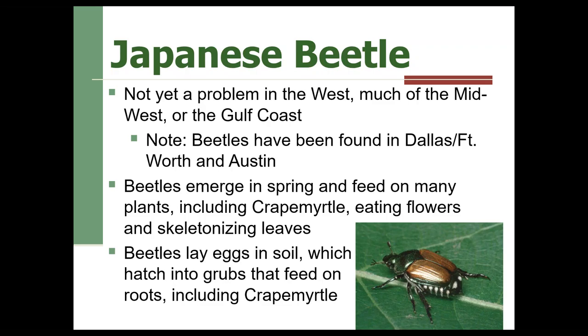In this case, what happens, the beetles will emerge in spring and feed on many, many plants, including crepe myrtle, where they really devastate the aesthetic appeal of crepe myrtle by eating the flowers and skeletonizing the leaves. They lay eggs in soil, which hatch into grubs, and the grubs themselves can also feed on roots of plants, including crepe myrtle. So it really has a multifaceted means of attacking and damaging crepe myrtle.